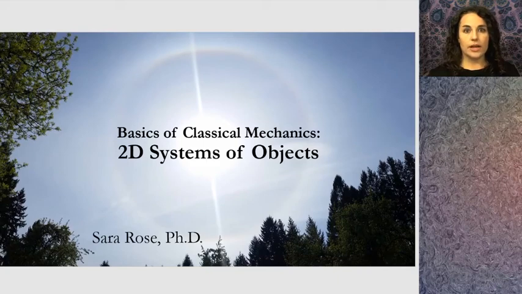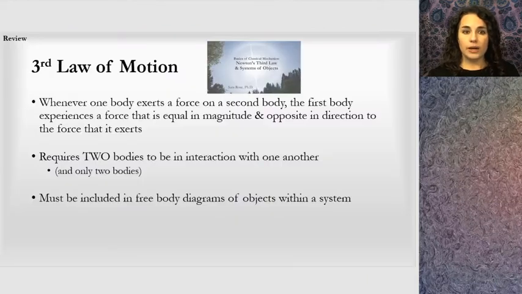This is a lesson on how to incorporate Newton's third law into more complex systems of objects with 2D forces. And I'm going to remind you that Newton's third law of motion is a force between two objects in contact with one another. So if there's a force on one object, there must be a force from the other object onto the first object.